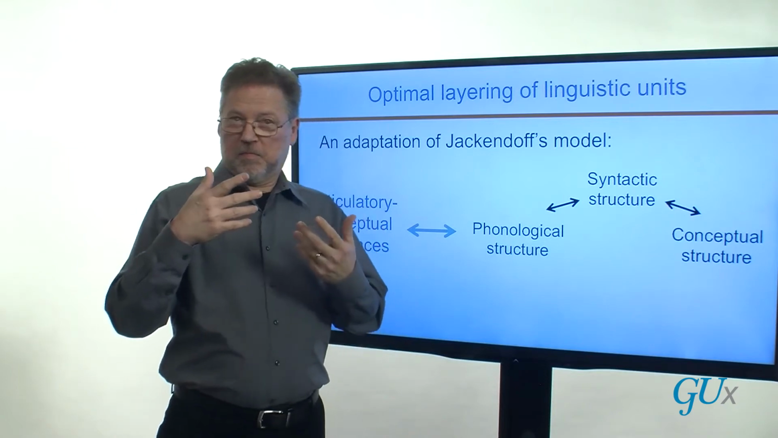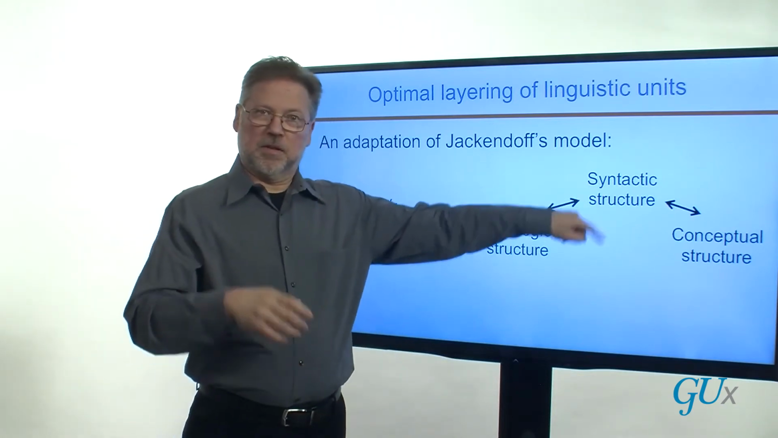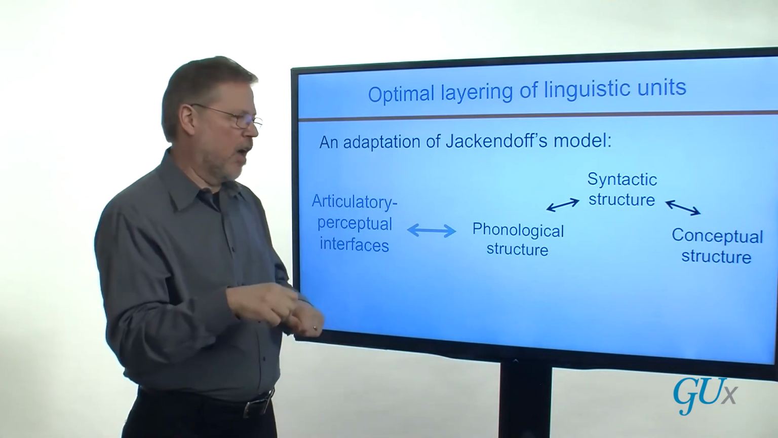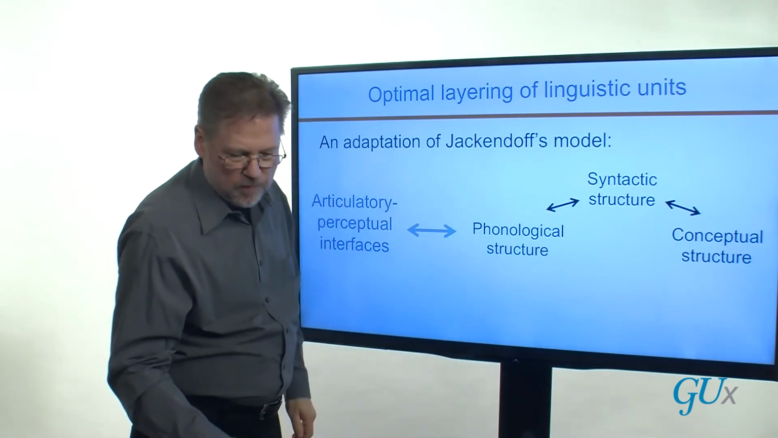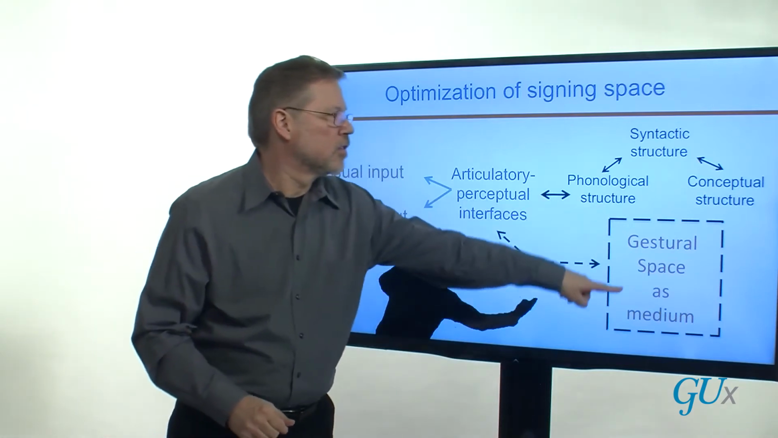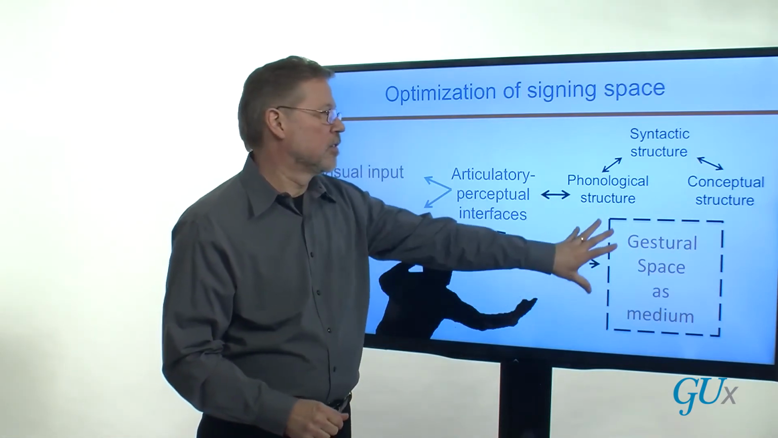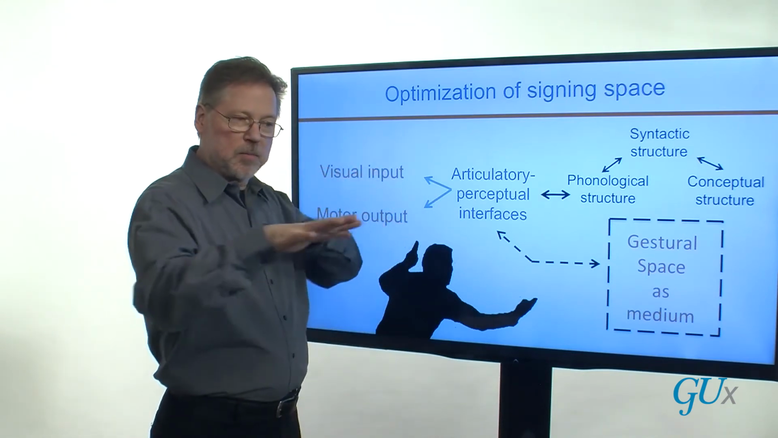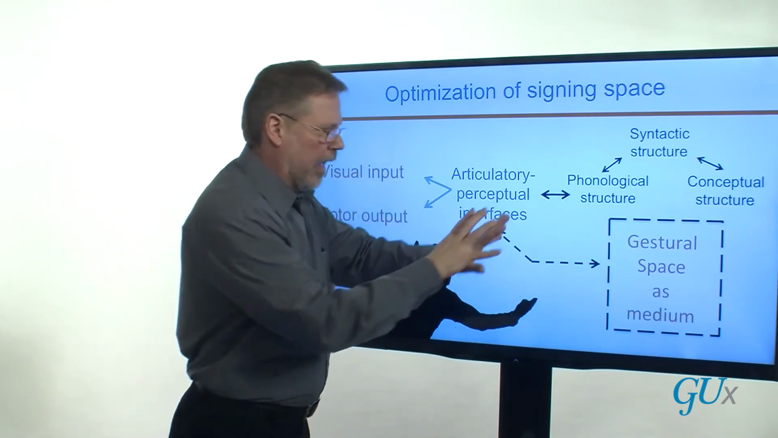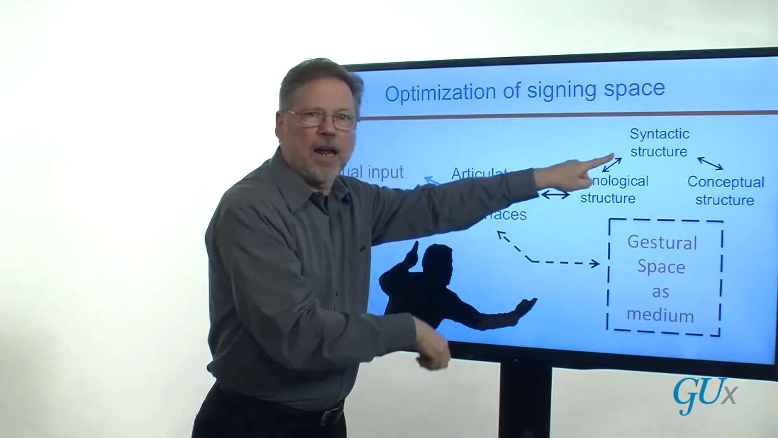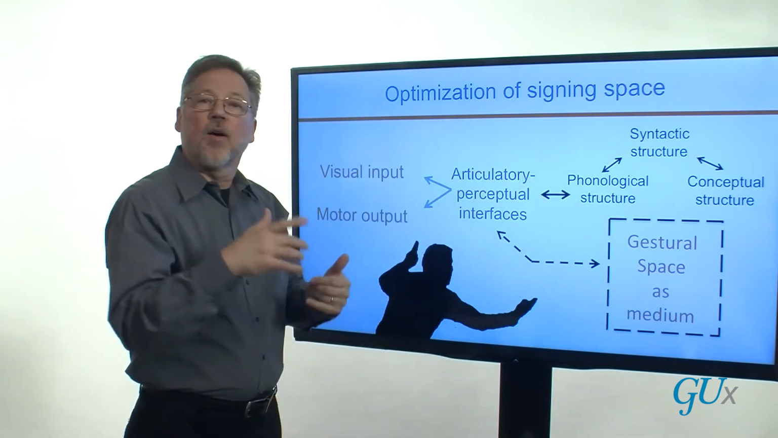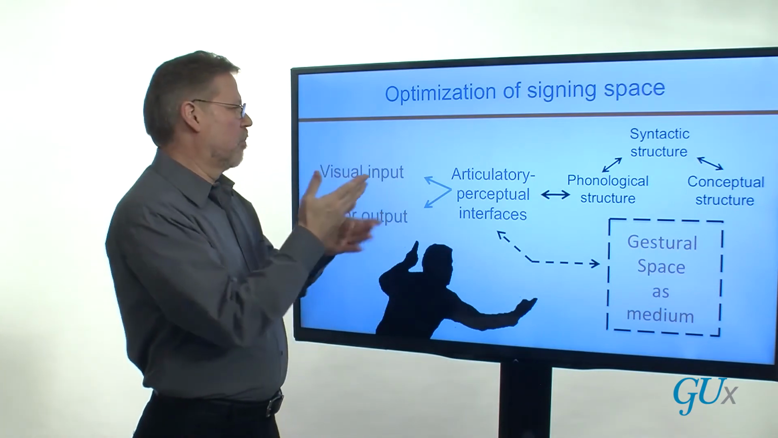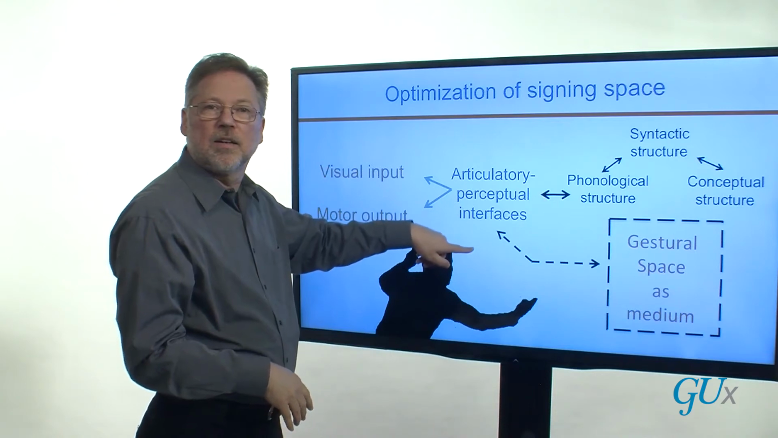Next, I'll focus on syntactic structure. This is where space can make an impact, but how does it fit within the whole model? I'll show you. Gestural space as medium should be considered because space is used to make meaning, syntactic structures, and phonological structures. Now, how you perceive the use of space means that it's also part of the perceptual interface.